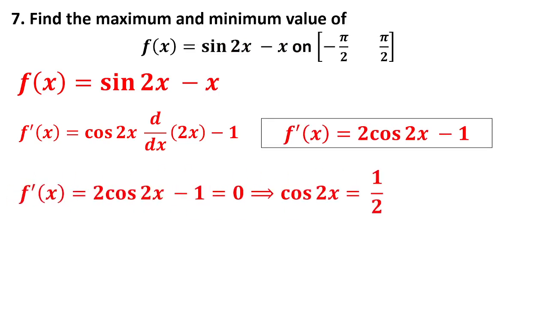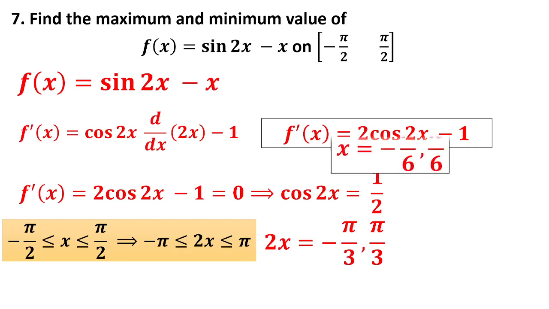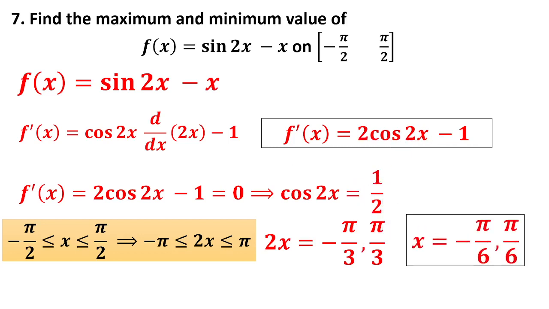You are getting cos 2x is equal to 1 by 2. And you have been given minus pi by 2 less than x less than pi by 2. Therefore, minus pi less than 2x less than pi. Therefore, the 2x values are minus pi by 3 and pi by 3. Be careful. Values of 2x are minus pi by 3 and pi by 3. But we need the value of x, not 2x.